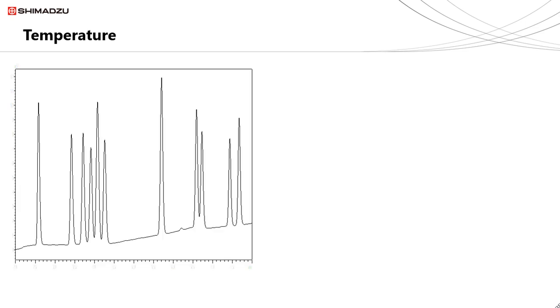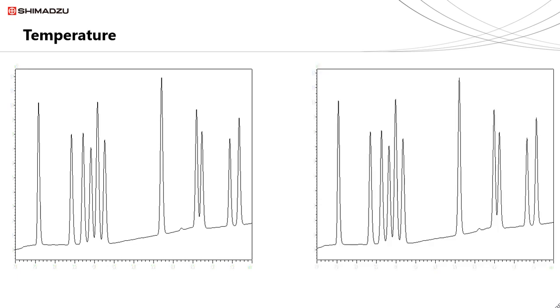If we were running samples over an entire long day where the laboratory temperature fluctuated by several degrees and we didn't use a column oven, this would lead to 2 different chromatograms at the beginning and end of the day. But are these the same?